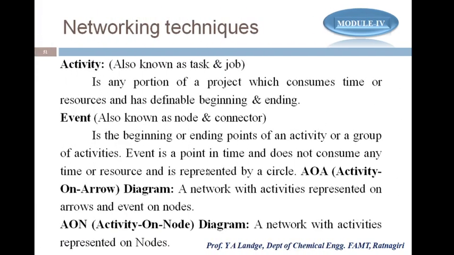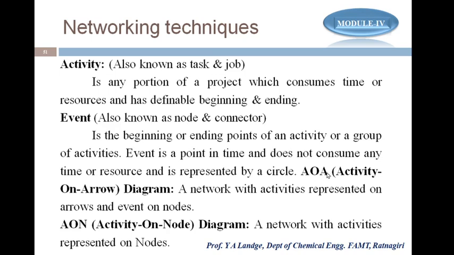So here a network AOA activity. Now what do you mean by AOA activity? AOA is the activity on arrow diagram. Okay, and AON is the activity on node diagram. So it is a network in which the activity is represented on the arrows and events on the nodes. So in the AOA diagram, activity is represented on the arrow and event on the node.